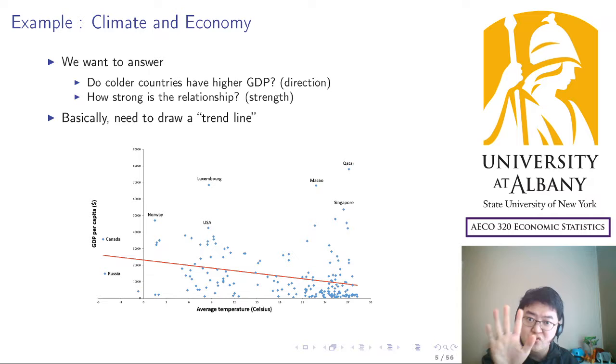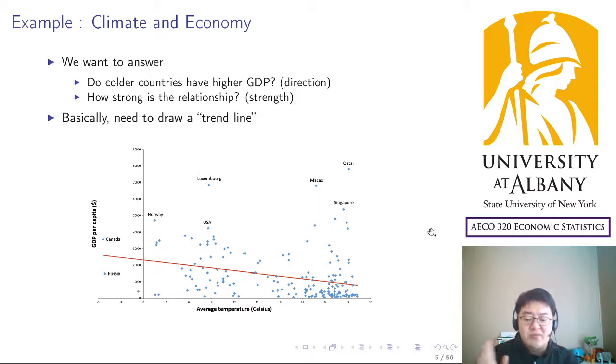We are interested in these two questions, and to answer them we are going to use this trend line. The trend line is what we are looking for in this framework. Here the trend line is downward sloping, which means as the temperature increases, GDP decreases. That captures the direction of the relationship. And second, strength is about the deviations. Even though the red line is the trend line, many observations are far away from it. That tells you that the strength is weak.